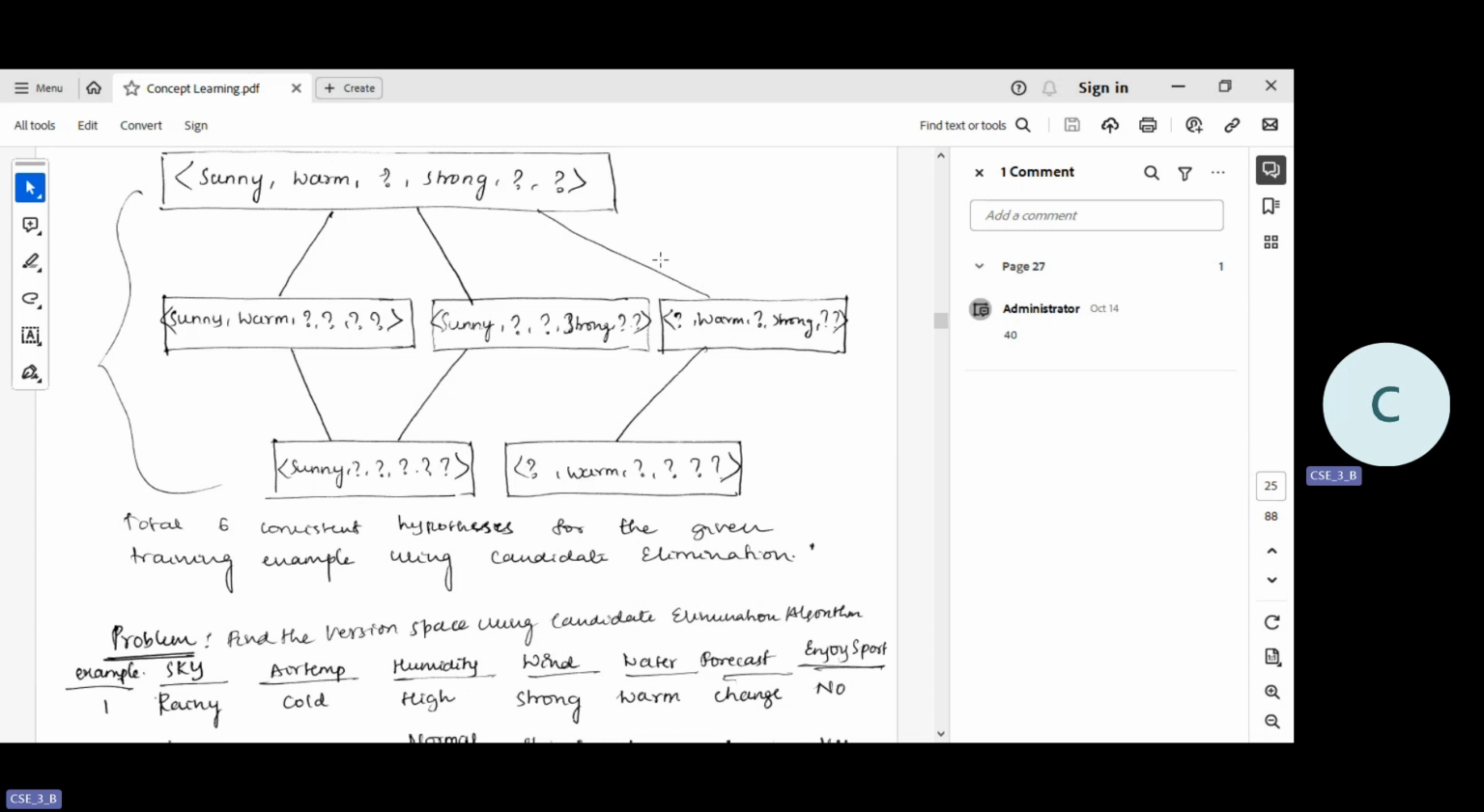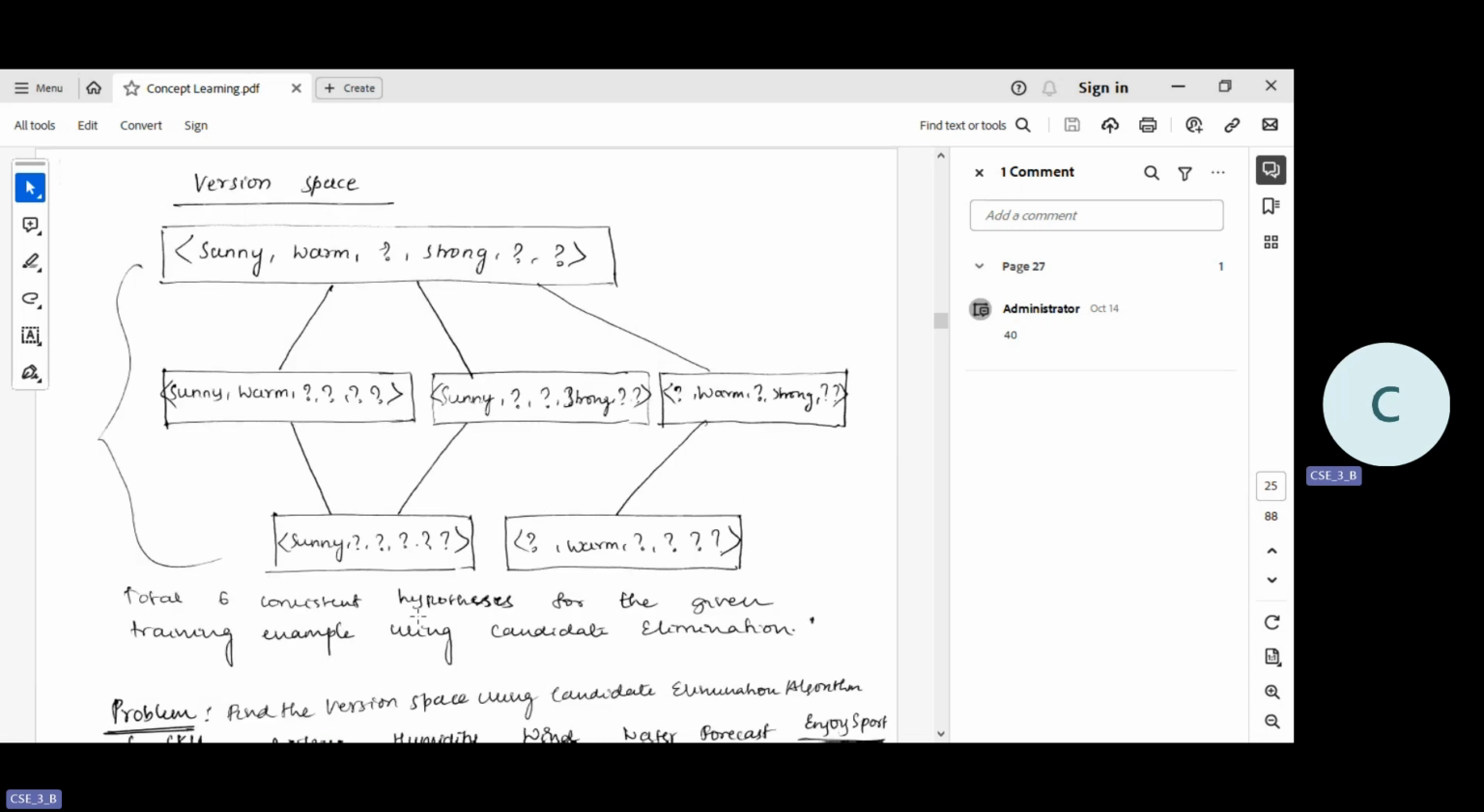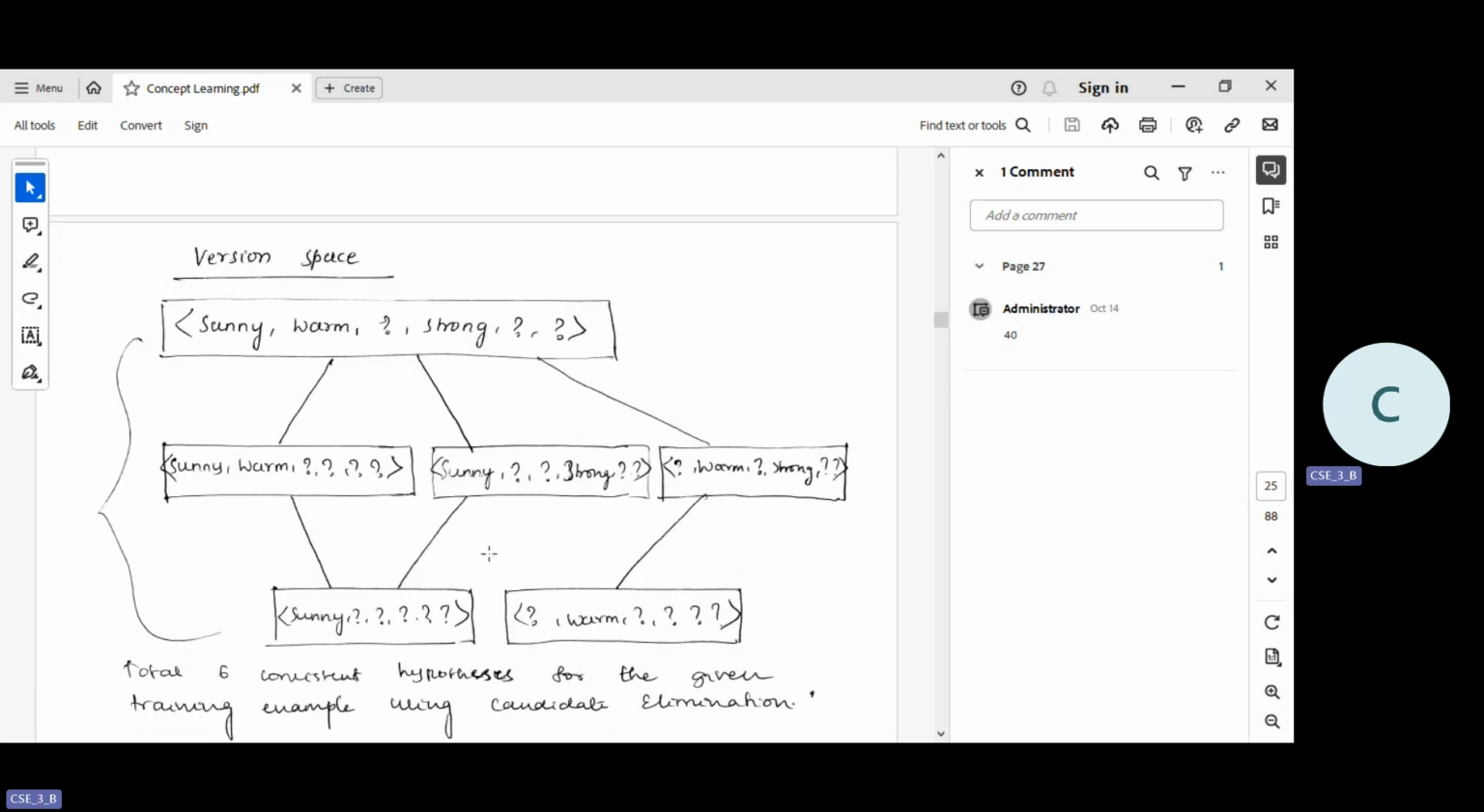Similarly, this intermediate hypothesis is the result of the comparison of the hypothesis in the specific boundary and this hypothesis in the generic boundary. So there are totally 6 consistent hypotheses for the given training example. And this is what we are able to find out with the help of the candidate elimination algorithm.